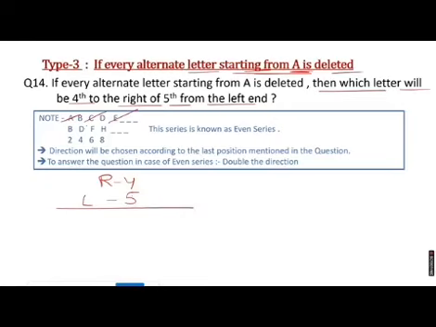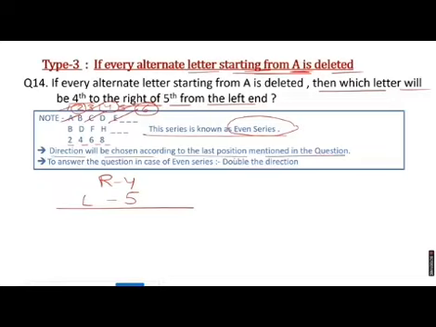So here it is an even series, and how can we get to know that it is an even series? In ABCDE the numbering is 1 2 3 4 5, but here the term 1 is cancelled, then 3 is cancelled and 5 is cancelled, so we are getting the values 2 4 6 8, and all these values are even numbers. So this series is also known as an even number series, or you can say even series. So here in this case, direction will be chosen according to the last position mentioned in the question.